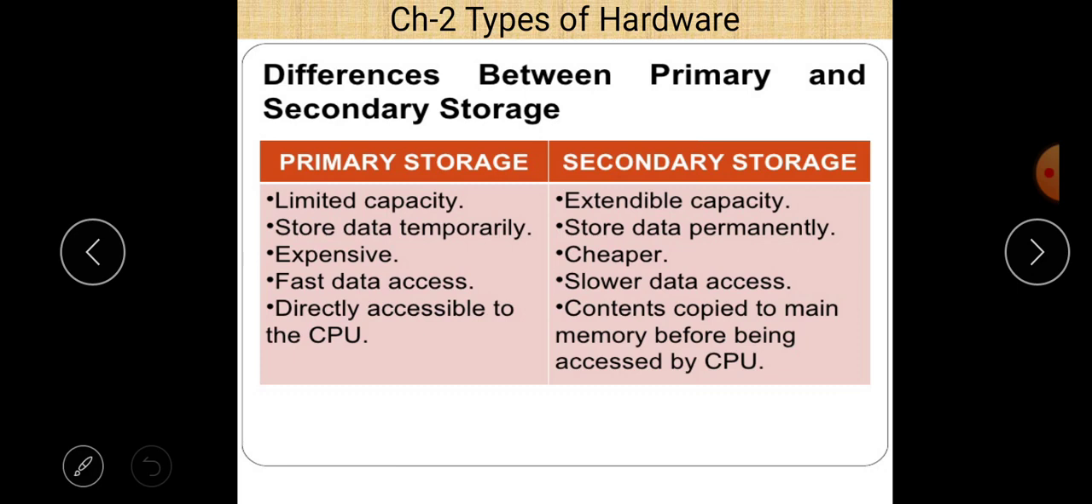Difference between primary and secondary memory: primary memory is much faster than secondary memory, less expensive as compared to secondary memory, and data is stored temporarily in primary memory, while we can store data permanently in secondary storage. And the most important point, primary storage is directly accessible to the CPU, while in case of secondary storage, contents are copied to the main memory before being accessed by the CPU.